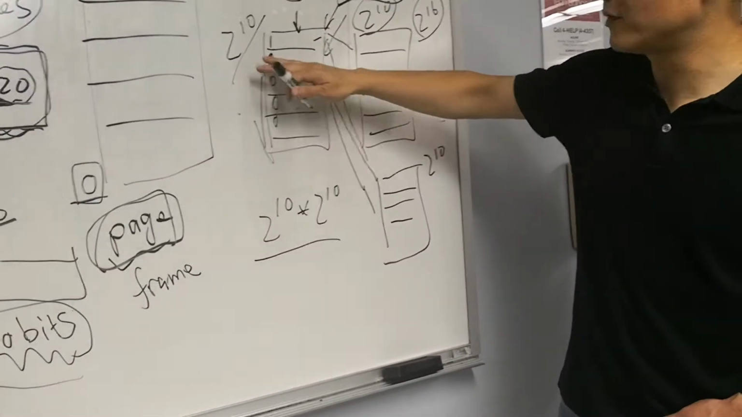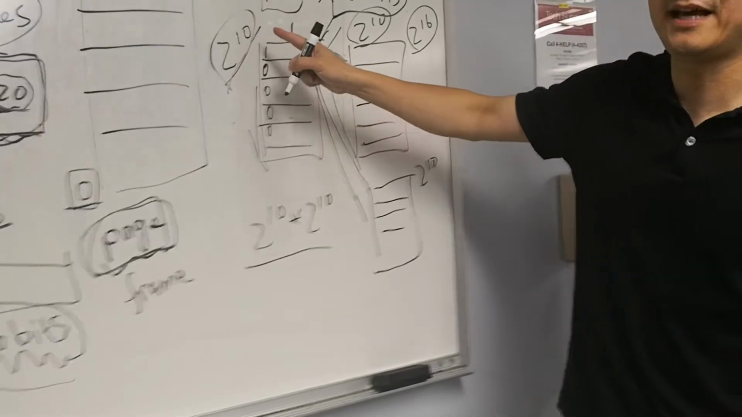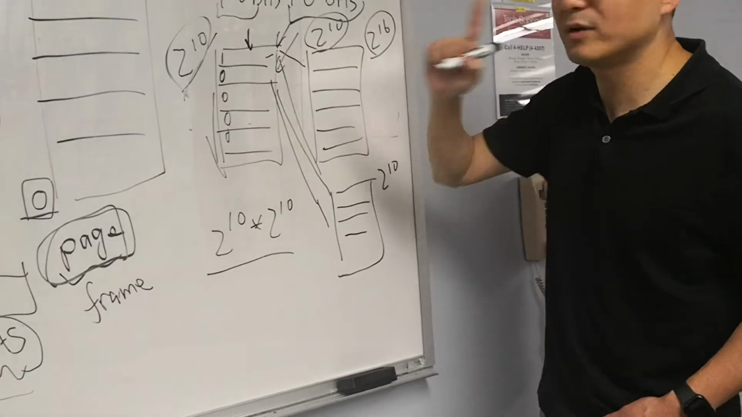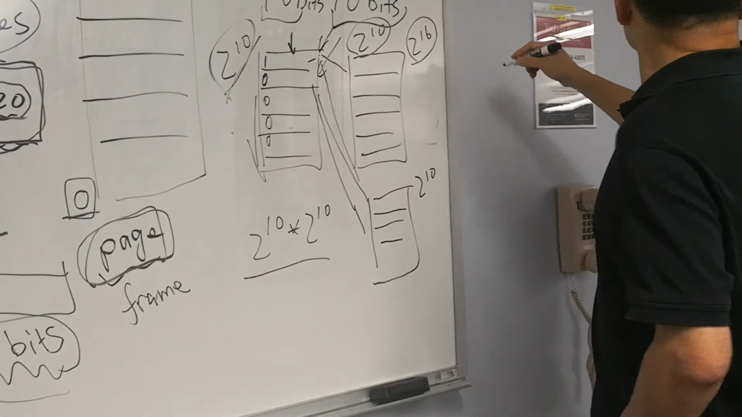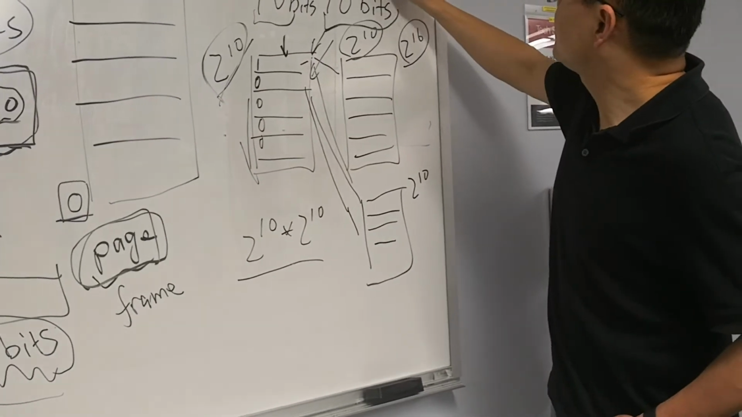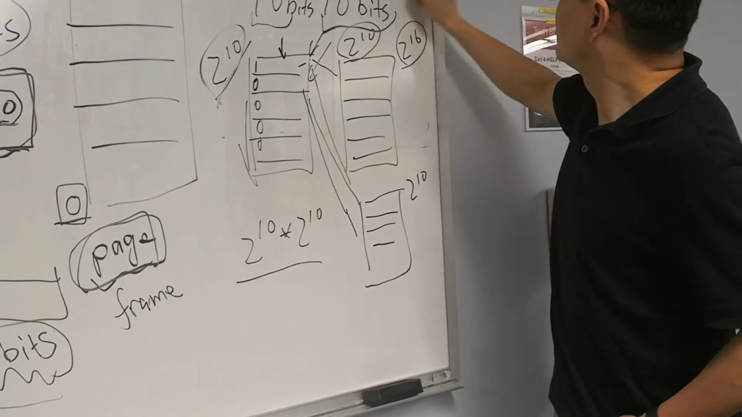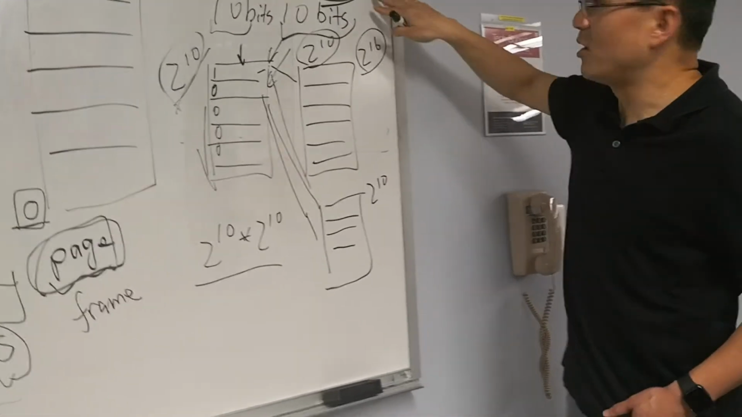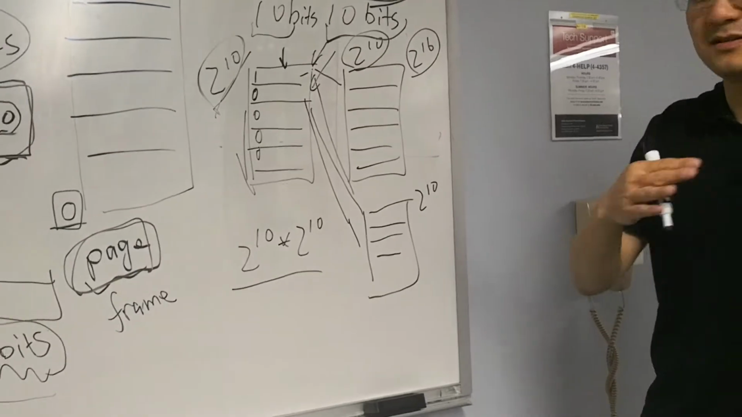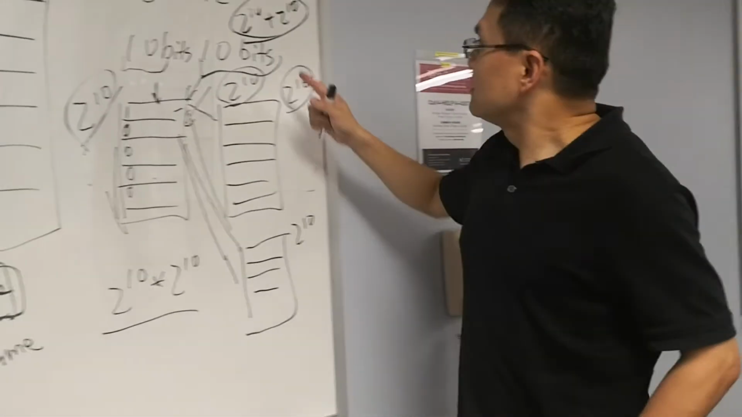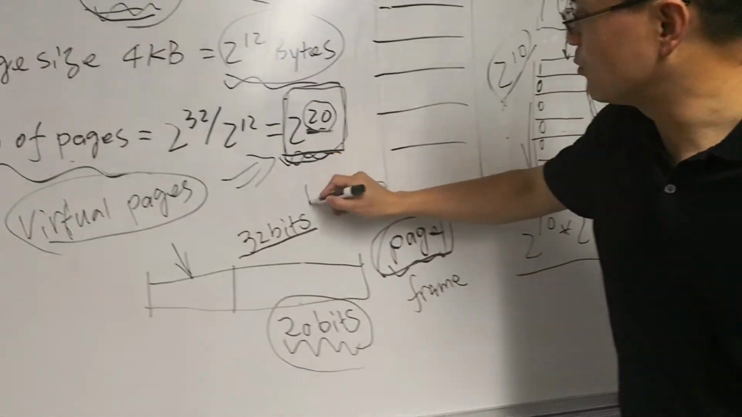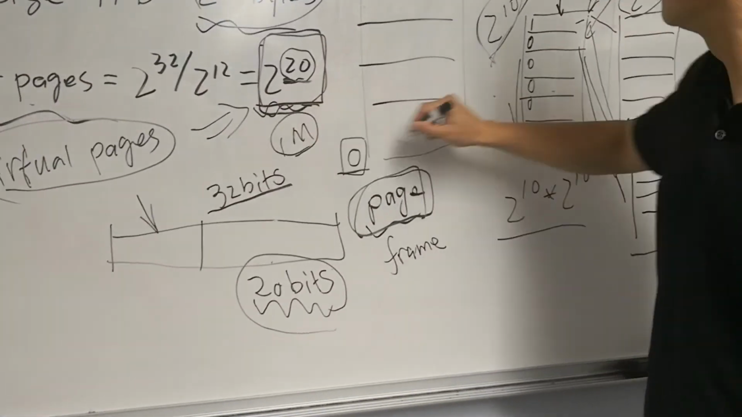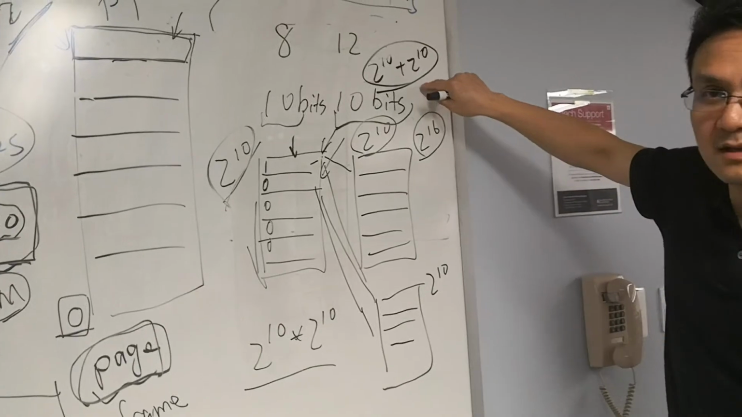The first level has to be 2 to the 10. The second level, you can have at least 1 there. So it would be 2 to the 10 plus 2 to the 10. This is the smallest you can have with the 2 level. Versus this, which is like 1 million entries.